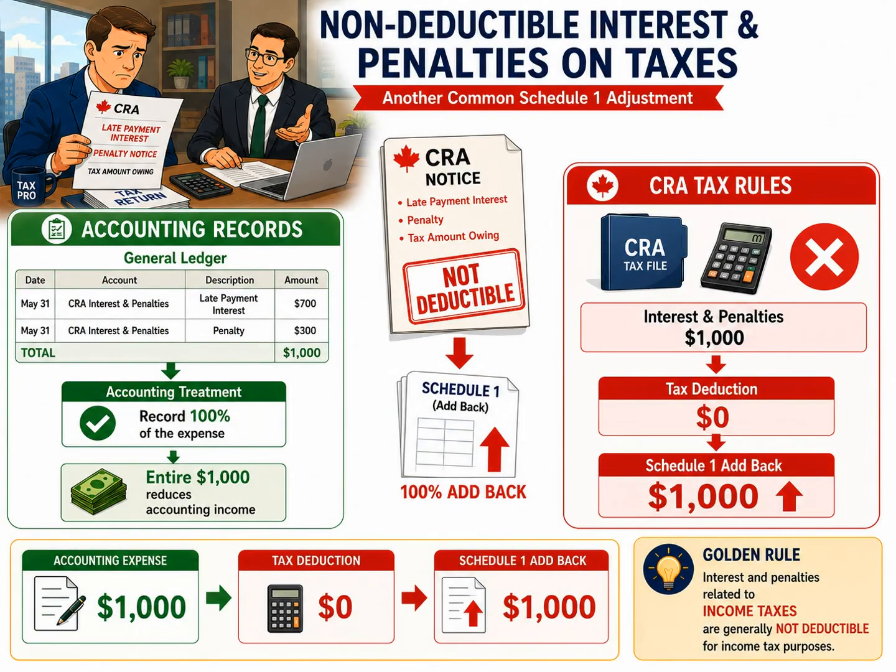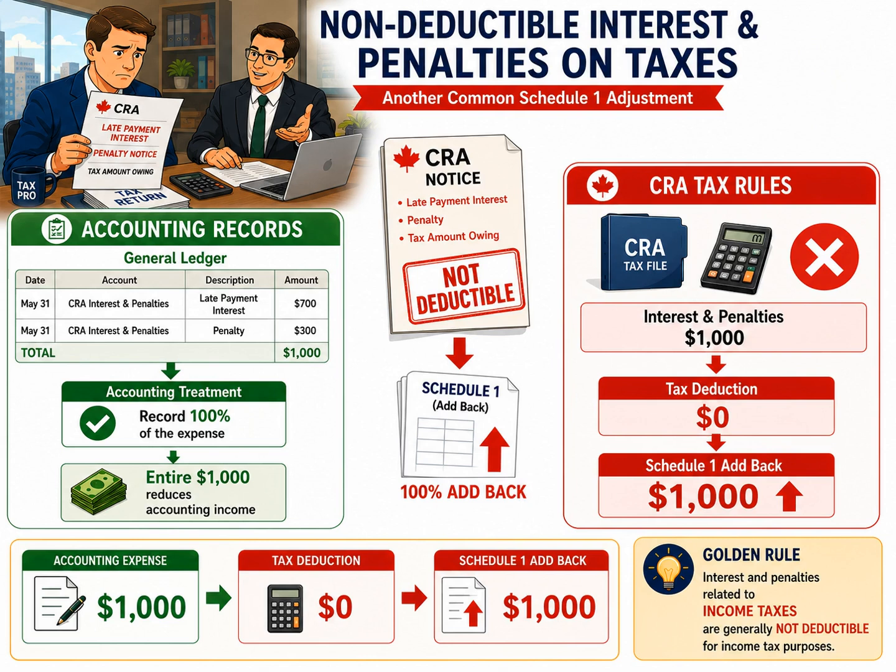When preparing a corporate tax return, it's important to distinguish between ordinary business interest and interest or penalties charged by the Canada Revenue Agency. Although both may appear as expenses in the accounting records, they are treated very differently for tax purposes. Let's start with the accounting treatment. If a corporation receives a CRA notice charging late payment interest or penalties on income taxes, those amounts are recorded as expenses in the accounting records.